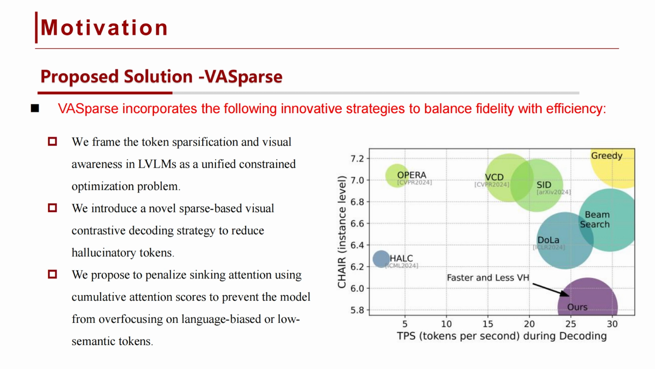Second, we introduce a novel sparse-based visual contrastive decoding strategy. This method helps reduce hallucinatory tokens by recalibrating the distribution of outputs. Third, we penalize syncing attention, where models overfocus on low semantic tokens, using cumulative attention scores. This prevents the model from neglecting important visual information. As you can see from this graph, our approach significantly reduces hallucinations while maintaining a high decoding speed. Compared to other methods like Chair and Opera, VASparse stands out as a more efficient and effective solution.